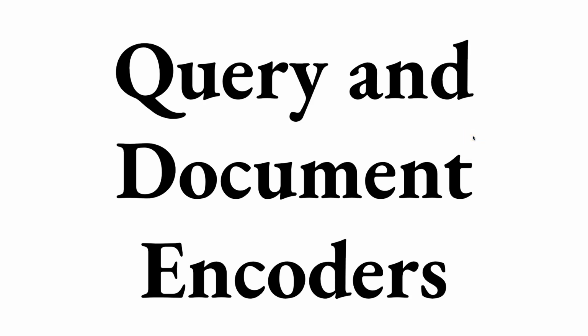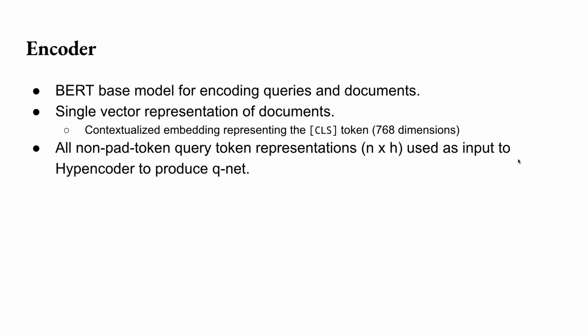All right, so let's talk about the query and document encoders that we're dealing with. These encoders are BERT-based models for encoding queries and documents. They use a single vector representation of documents, and in particular, they use the contextualized embedding that represents the CLS token, which is 768 dimensions.